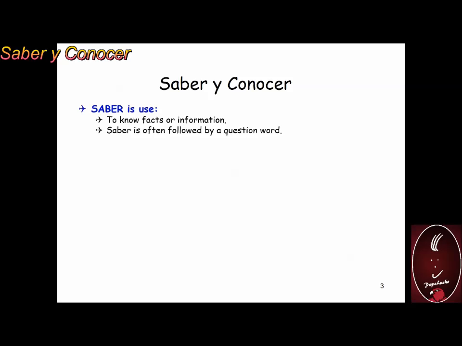Another use of the verb saber is often followed by the question word, especially when we are asking for information. Also, saber is used when we know how to do something. So, saber is used with a verb in infinitive form.